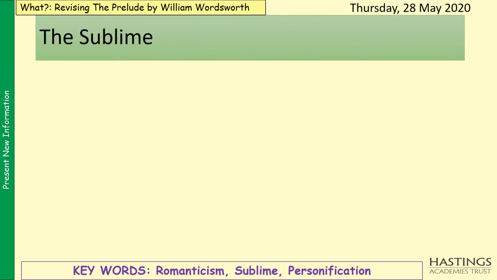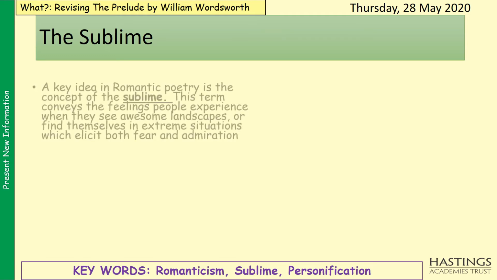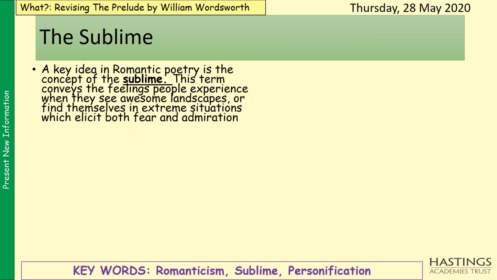Okay, this is an interesting idea, the sublime, which we're going to look at now, which is an idea that a lot of Romantic poets were really quite obsessed with, especially William Wordsworth. So it's a key idea in Romantic poetry.